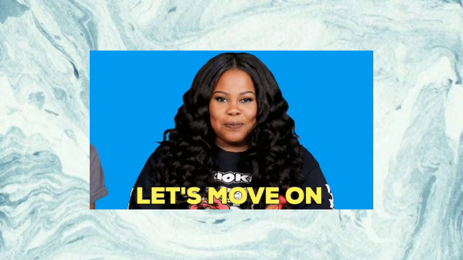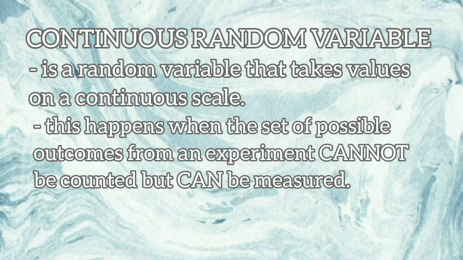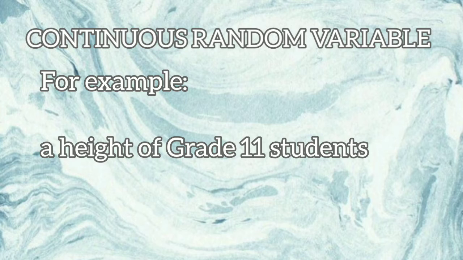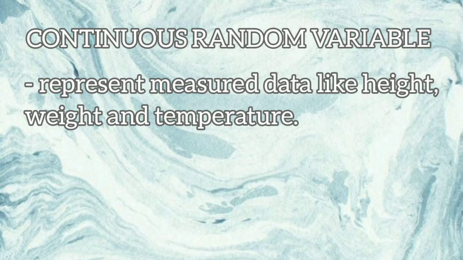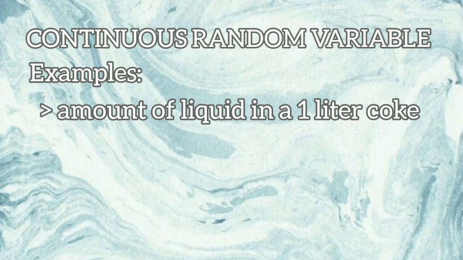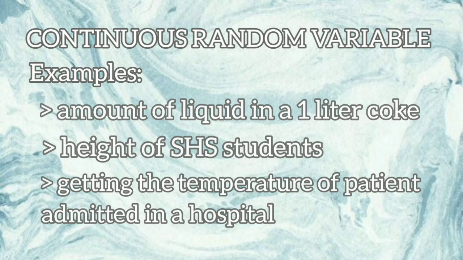Let us now move on to continuous random variable. It is a random variable that takes values on a continuous scale. This happens when the set of possible outcomes from an experiment cannot be counted but can be measured. For example, the height of grade 11 students. Continuous random variables represent measured data like height, weight, and temperature. Some examples of continuous random variables are the amount of liquid in a 1-liter Coke, the height of senior high school students, and the temperature of a patient admitted in a hospital.